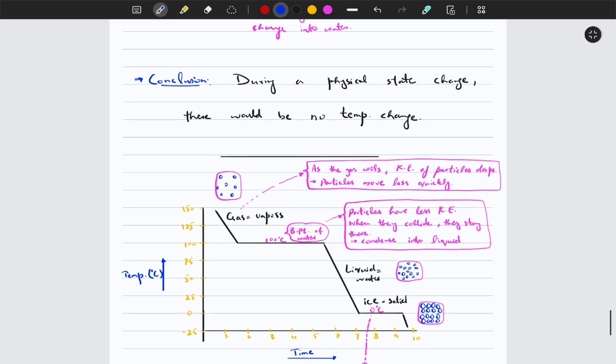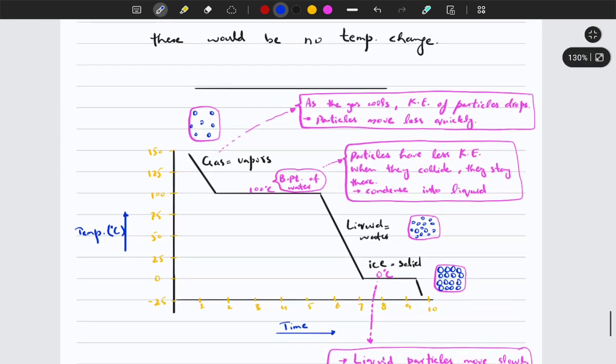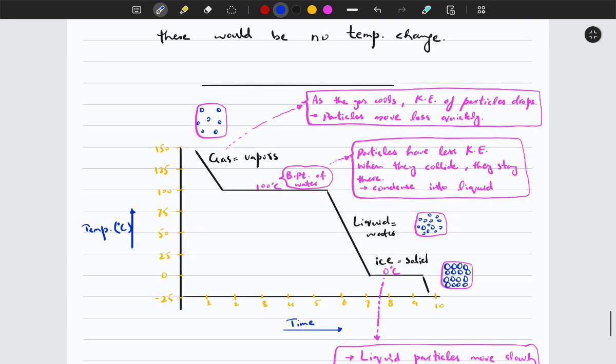The main conclusion, I have written it here. So when you cool down a gas, it would start boiling first. It would become a boiling liquid first. If you keep cooling it down, then it would become a liquid later on, right?